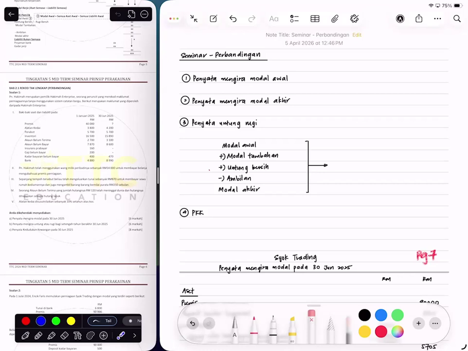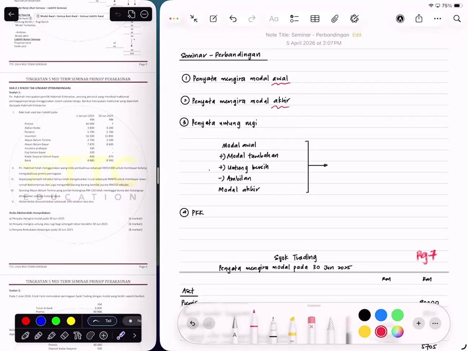awal and modal akhir. Because without modal awal, you also cannot get your untung bersih at all. That means make sure you need to calculate for modal awal and modal akhir first in order for you to get untung bersih later. Then what's the formula to calculate modal? The classification of modal is EP, right? So what's the formula to calculate modal?